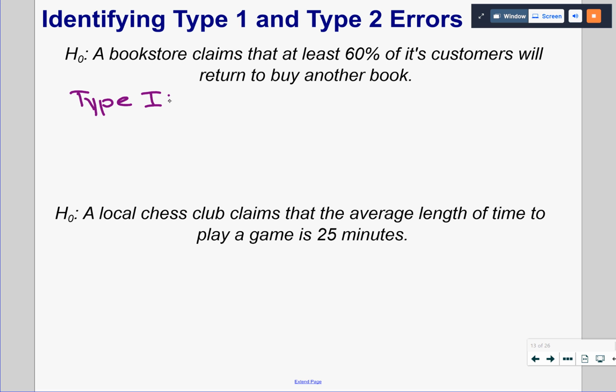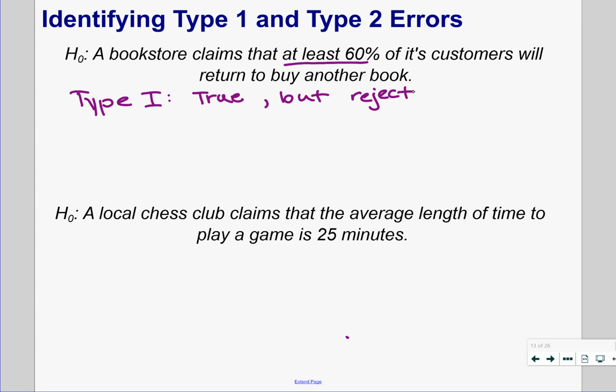Are we assuming that the null hypothesis is true or false if we have a type 1 error? Look at the chart if you need to. So we assume that it's true, or we know that it's true, but what happens? We reject it as a true statement. Here it would be true that 60% of the customers would return to buy another book, but based on maybe our sample of customers that we use, we would determine this statement to not be true. So we would reject the bookstore's claim.